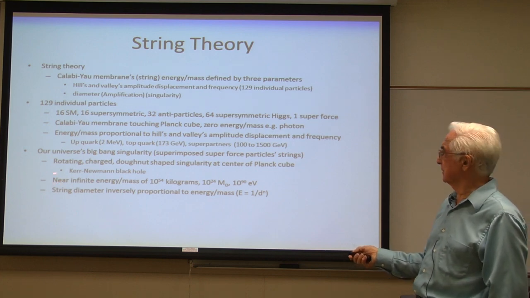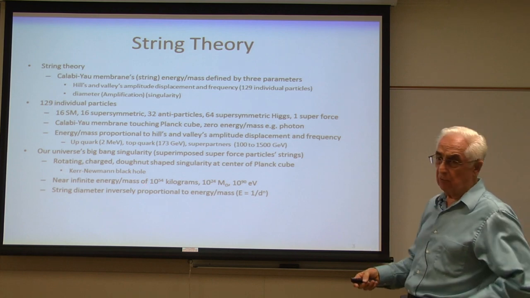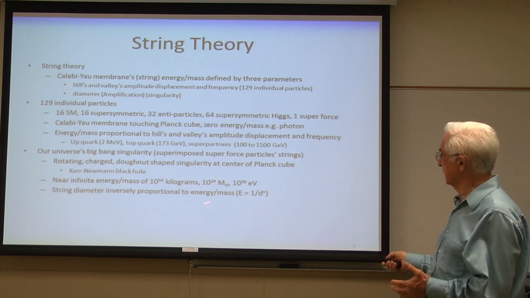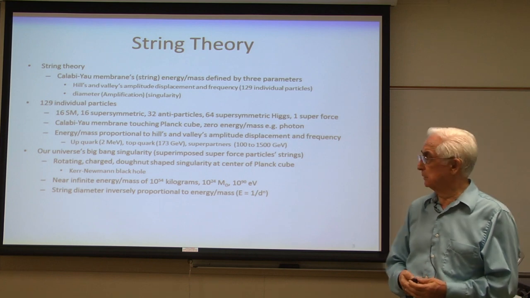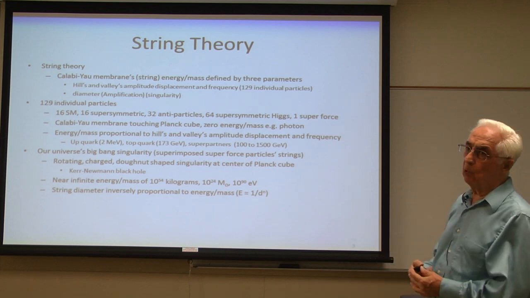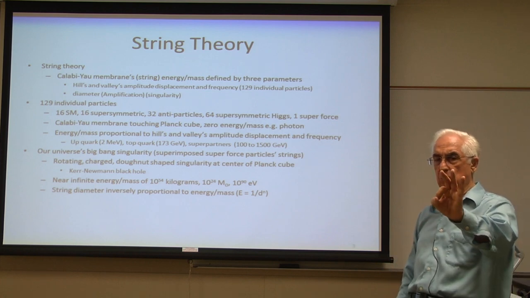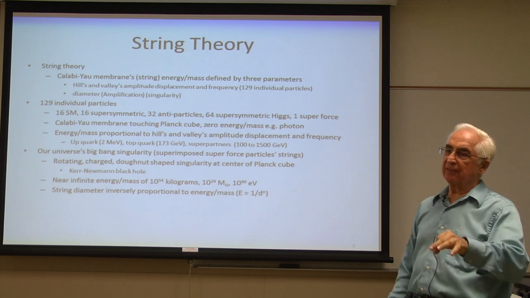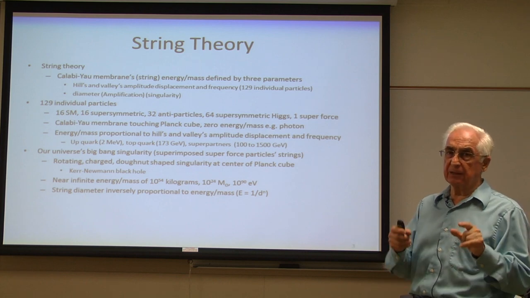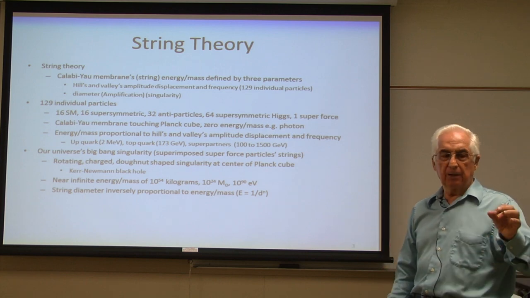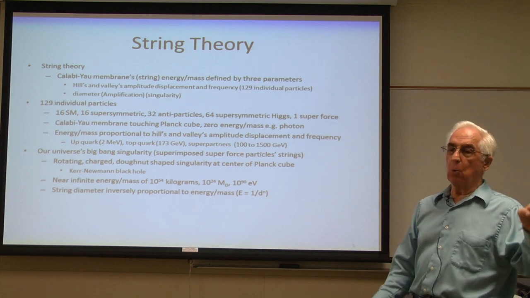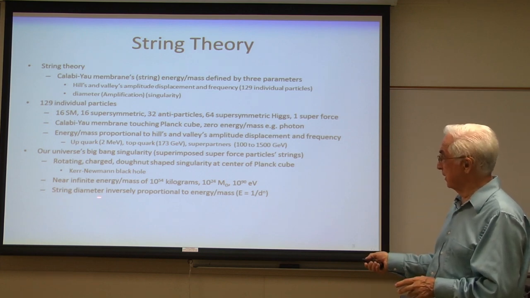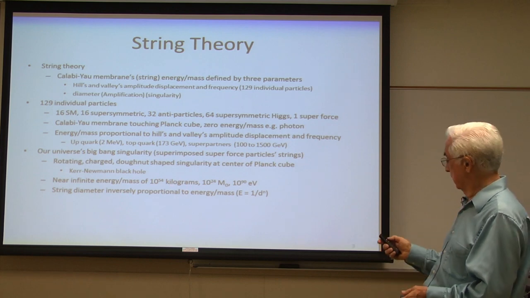This donut-shaped singularity has a near-infinite energy mass of 10 to the 54th kilograms, which is the energy mass of our universe, and that's equivalent to 10 to the 24th solar masses, or 10 to the 90th electron volts. The string diameter is inversely proportional to the energy mass. What that means is, at the start of our universe, we had a very small donut-shaped singularity at the center of a Planck cube. The start of the super universe is 10 to the 120th more energetic than our universe. The singularity at the center of the super universe was much, much smaller than the donut-shaped singularity of our universe, and the reason is the string diameter is inversely proportional to the energy mass.